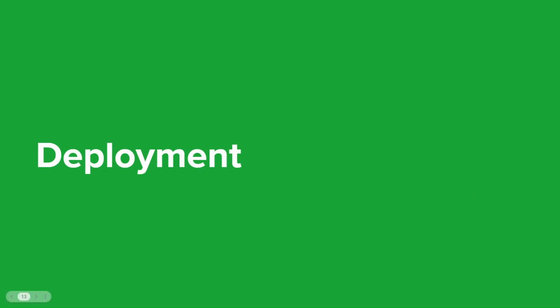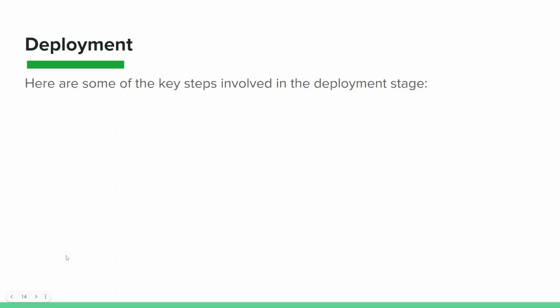Next thing then is deployment, and this involves launching the website and making it available to the public. The deployment stage is the final stage of the website development process, and this is essentially when the site is made live and accessible to the public. There are some key steps involved in the deployment stage, and one of them is choosing a hosting provider.